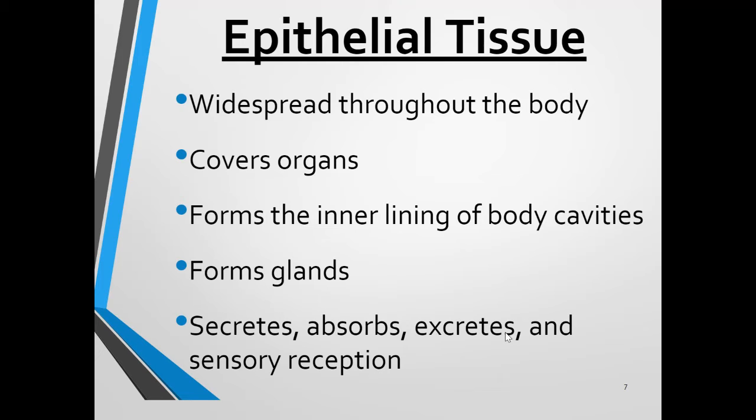Our first type of tissue to talk about is epithelial tissue. This is so widespread throughout the body. It is going to cover all organs and exposed surfaces. It's going to form the inner lining of body cavities. It's going to form glands, both exocrine and endocrine. And it's going to secrete, absorb, excrete, and do sensory reception. And there's also protection and filtration that goes along with all of that.